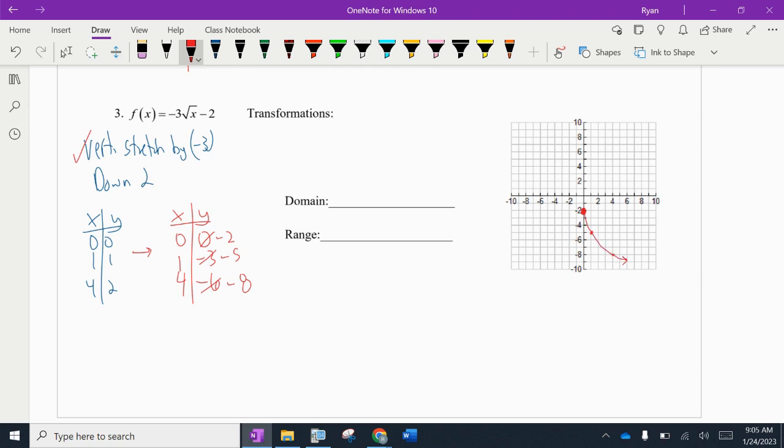So vertical stretch by -3. It's moving a lot faster. It's a lot steeper than normal, but then that negative part means it's going down this time. So this one, our square root curve is going down. Domain, 0 to infinity. And then the range. How low does it go? Yeah, all the way down to -infinity, because it's going to keep on going. How high does it get up to? To -2.